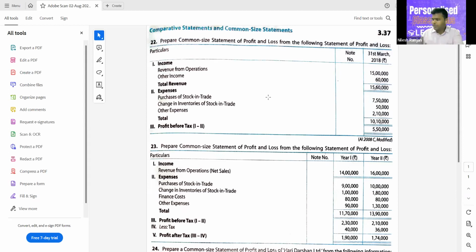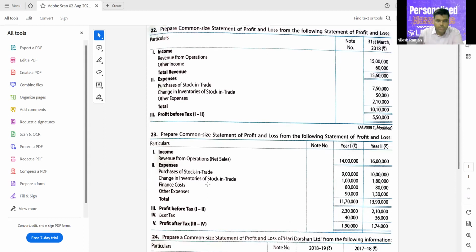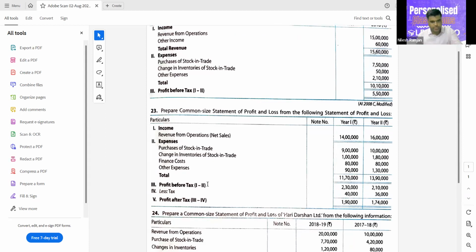So let's solve this question. First of all, question number 23. Actually, there is tax information, so we will solve this question. Prepare a common size statement of profit and loss from the following statement of profit and loss.